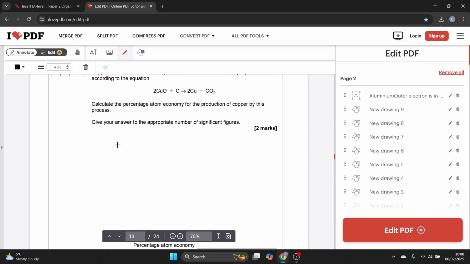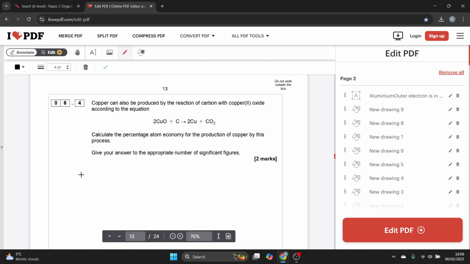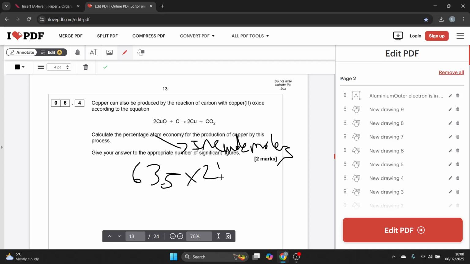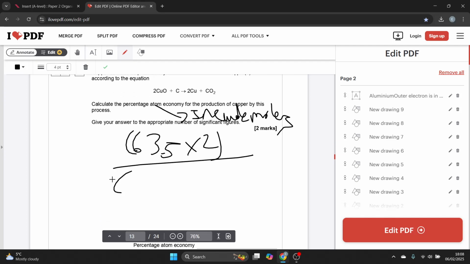Now, percentage atomic economy is MR of desired products over MR of all reactants times by 100. For the production of copper, copper is 63.5. But with percentage atomic economy, I always include the moles. So it's going to be 63.5 times by 2 over 2 times by 63.5 plus 16 plus 12, as a percentage times by 100. 63.5 times by 2 all over 2 times by 63.5 plus 16 plus 12 times by 100. 74.3.